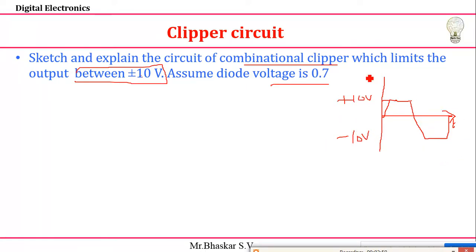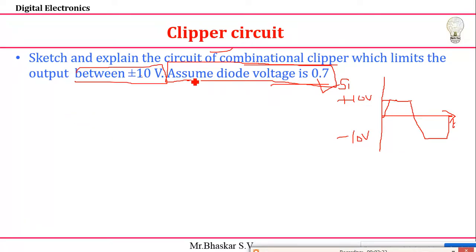You should know that they have not mentioned whether it is a series clipper or a shunt clipper. My suggestion is: when looking for a combination clipper, use a shunt clipper. Most of the time, if they don't mention anything, just use a shunt clipper, meaning we connect the diode in parallel with respect to the input and output. They tell you to consider the diode voltage as 0.7, but they haven't mentioned the type of diode. A 0.7 voltage means by default it is a silicon diode. Let's construct the circuit.